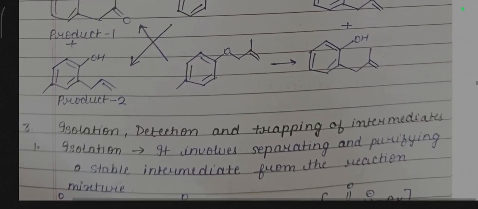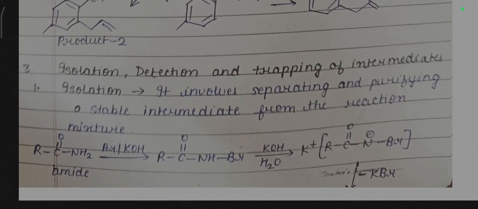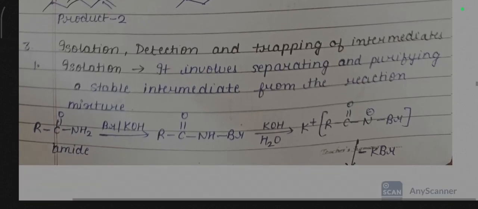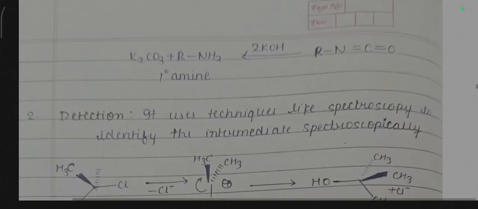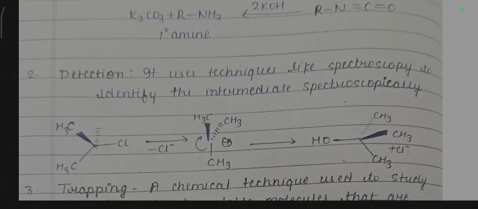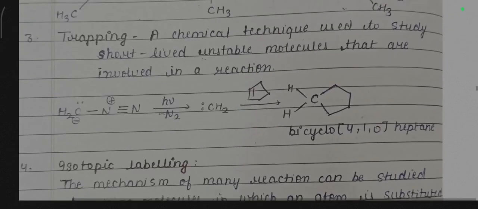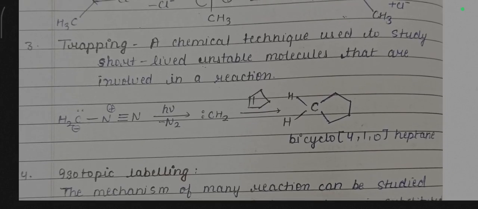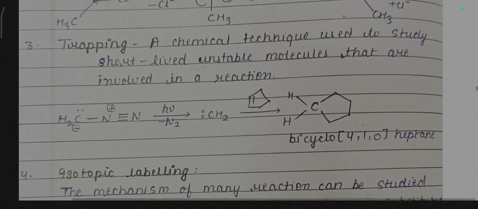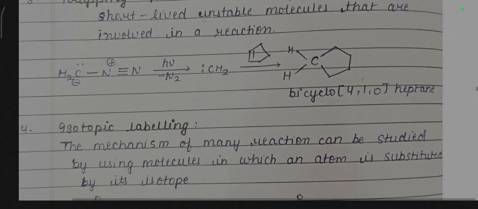Isolation, detection and trapping of intermediates. Isolation. It involves separating and purifying a stable intermediate from the reaction mixture. Detection. It uses techniques like spectroscopy to identify the intermediate spectroscopically. Trapping. A chemical technique used to study short-lived unstable molecules that are involved in a reaction.